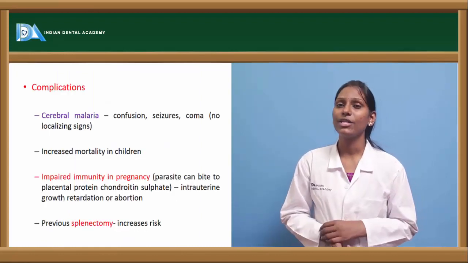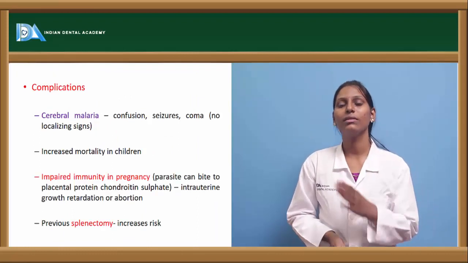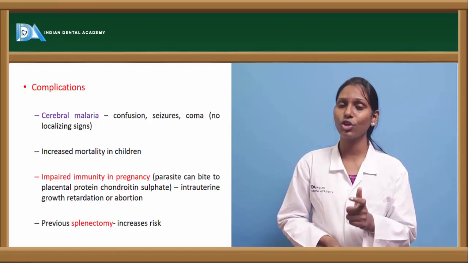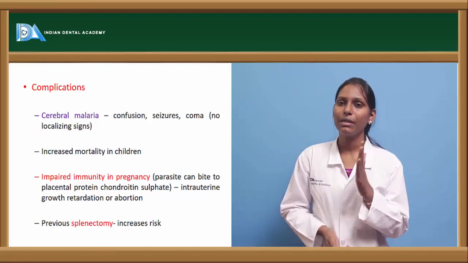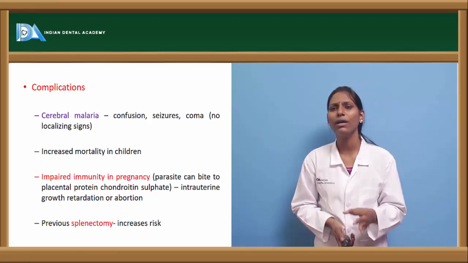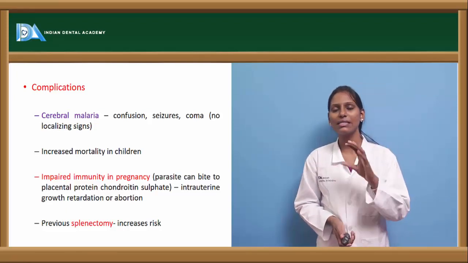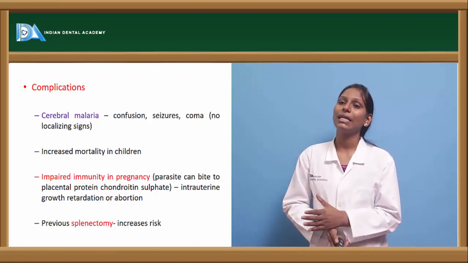Now coming to the complications, apart from the normal non-specific clinical features, malaria has particular pathognomonic complications which include cerebral malaria. The clinical features of cerebral malaria include seizures, confusion, coma, and there is no localizing sign. Normally, there is increased mortality in children.